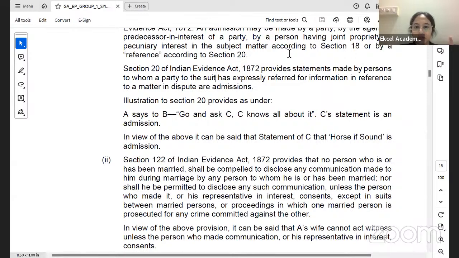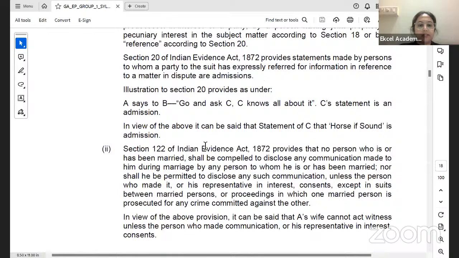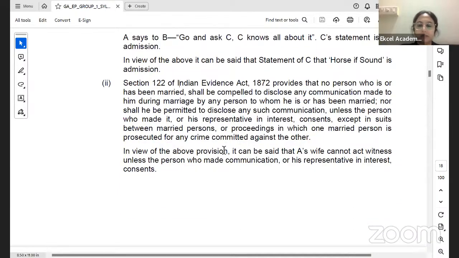So what is that Section 20? It says that statements made by persons to whom a party to the suit has expressly referred. Correct? You are the party to the suit. You have only expressly referred. You have only expressly told, go and ask that person C. And C has admitted something. So this is an admission only for information in reference to a matter in dispute. Okay, so that is Section 20. So in the light of the above provision, it is an admission. Like that you can write.